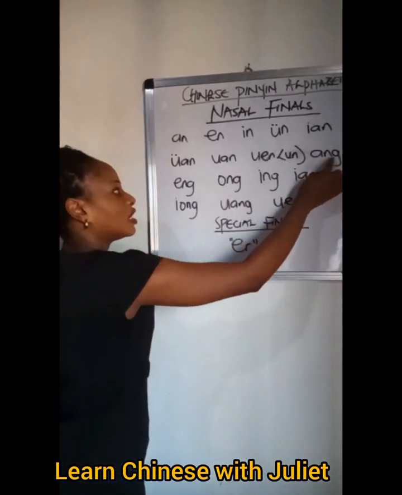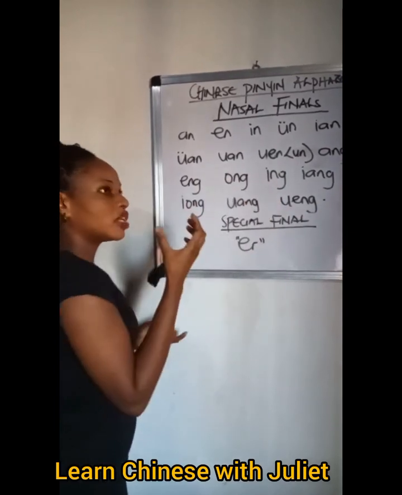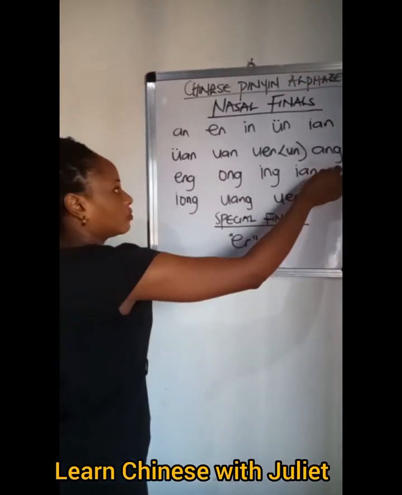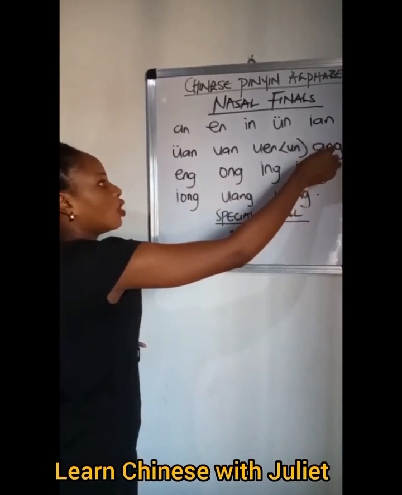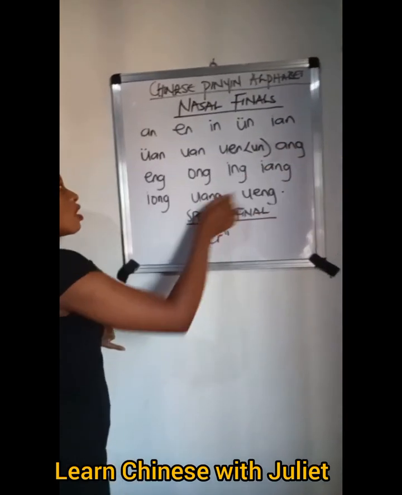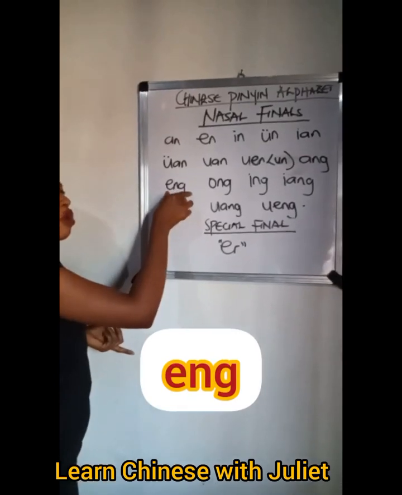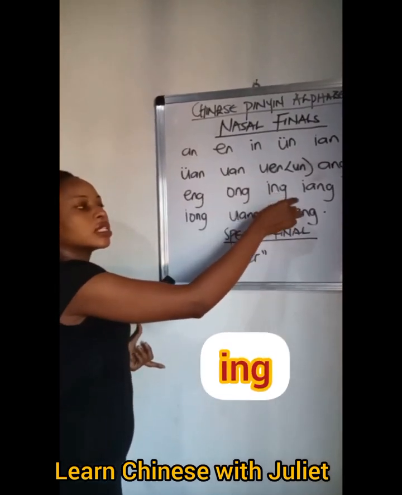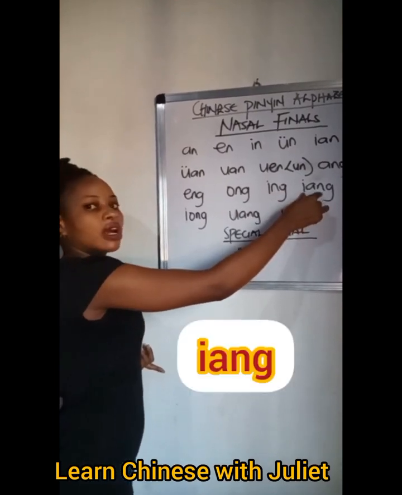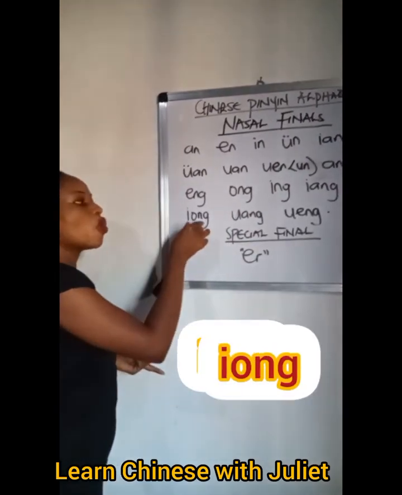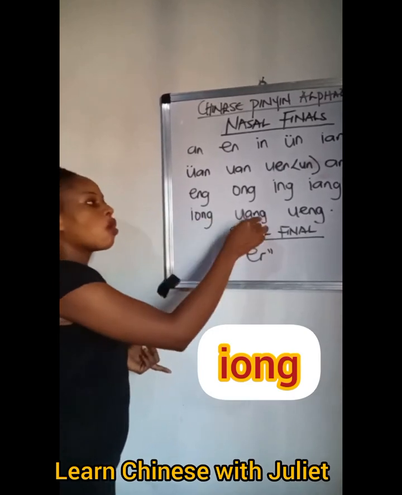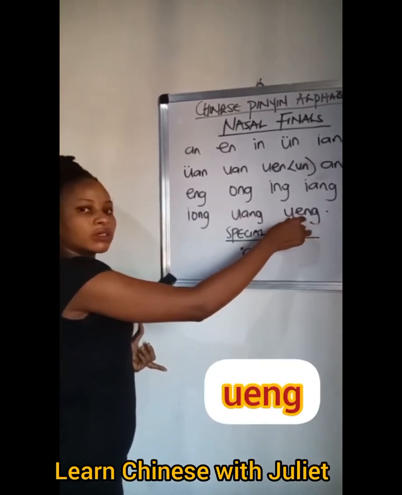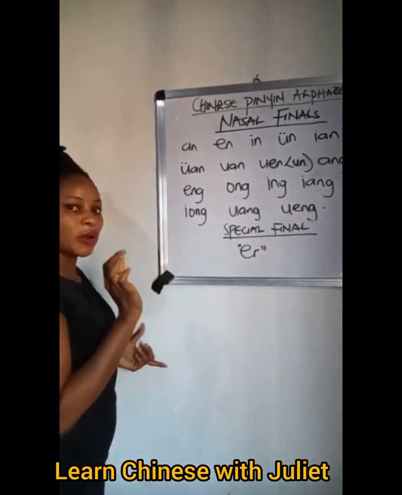Now when reading those with ng, you take your tongue backward, that is inside, backward. Now let's read. This is called ang, wang, ong, yin, yang, yong, wang. Hope I'm understood. Hope I am understood.